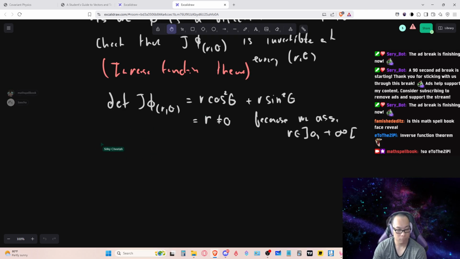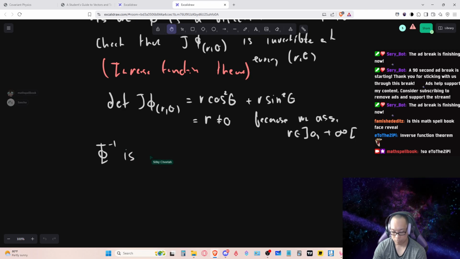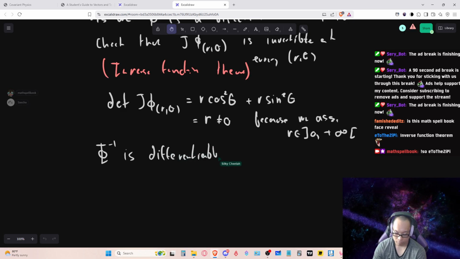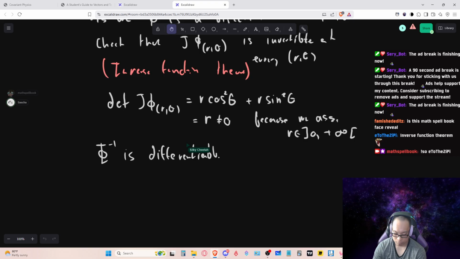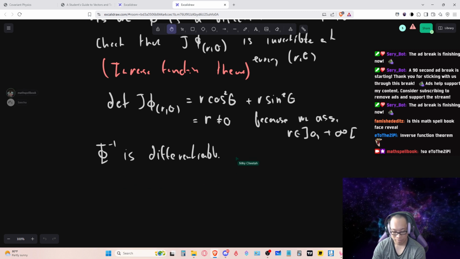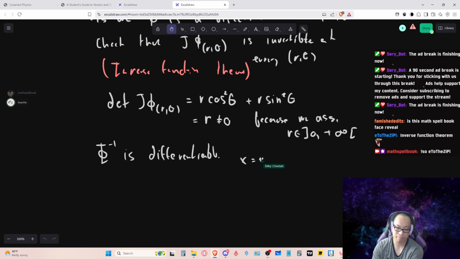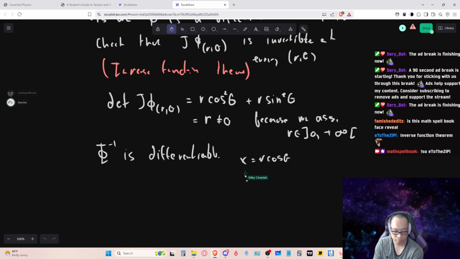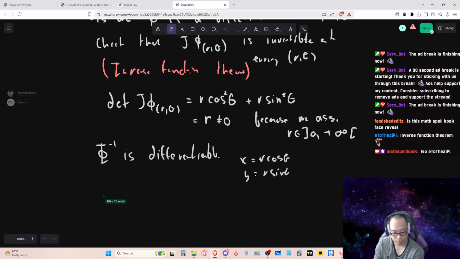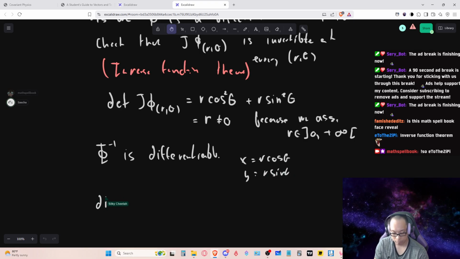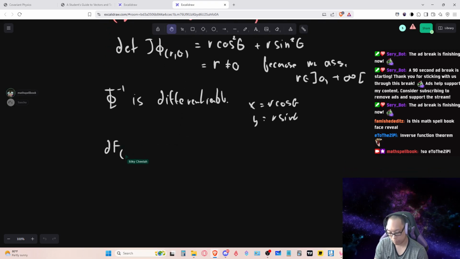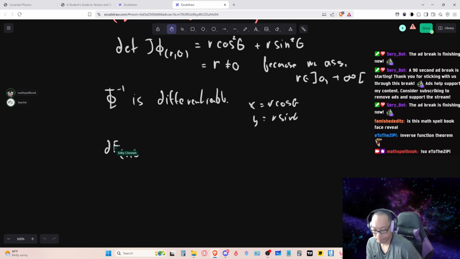So the conclusion is that phi is differentiable. You can even say more actually, but I don't really want to do it. Actually, what you can show is that if x is r times cos theta and y is r times sine theta, then you can show that the differential of, oops, I should write it so it's visible. I'm sorry.